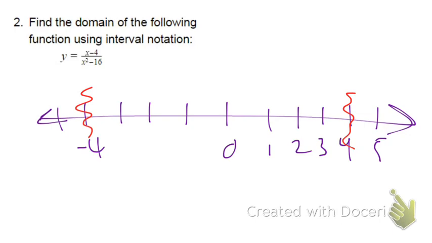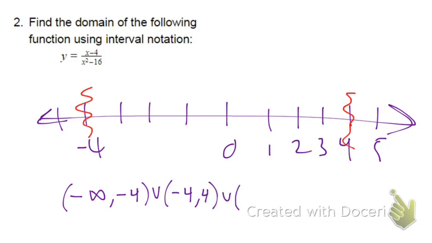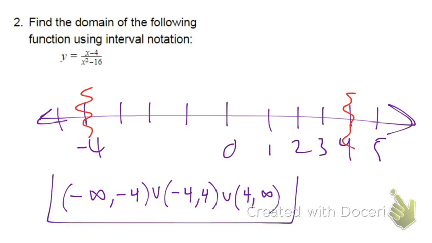So here's how we do it. We take the entire number line, which typically is negative infinity to positive infinity, and we break it at negative 4, and we break it at positive 4. So here's what it looks like when you break it. We go all the way from negative infinity to negative 4. Break. Union. Negative 4 to positive 4. Break. Union. Positive 4 to infinity. That is the domain of this function written in interval notation.